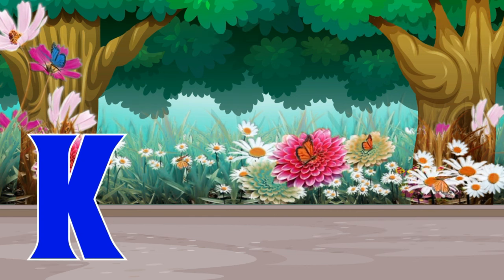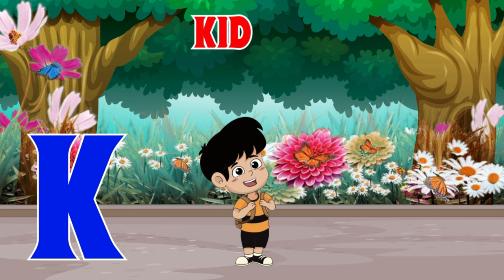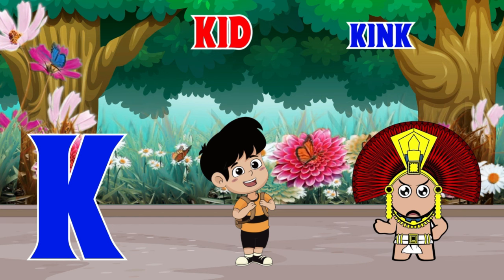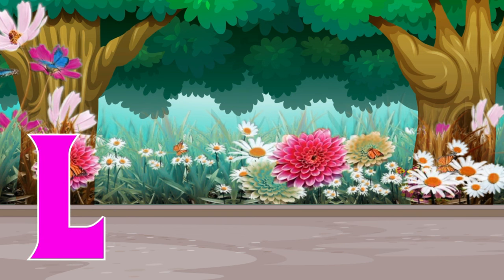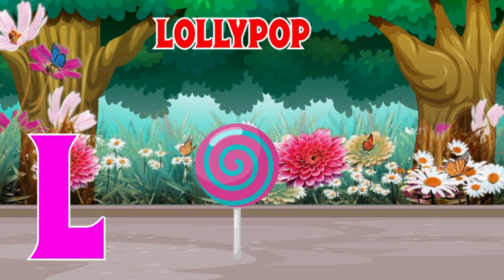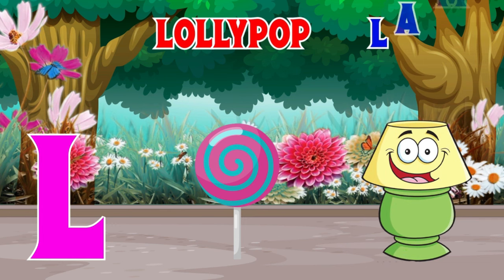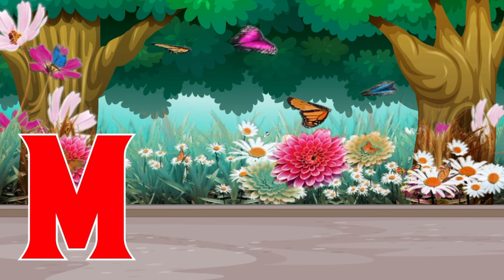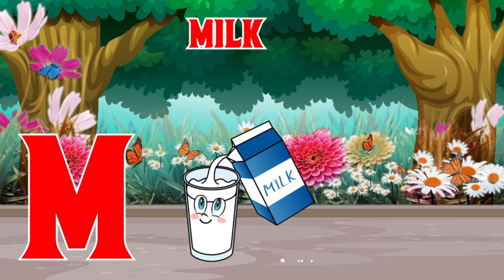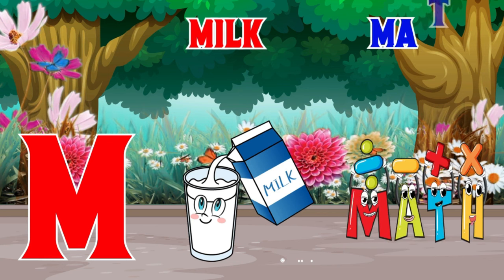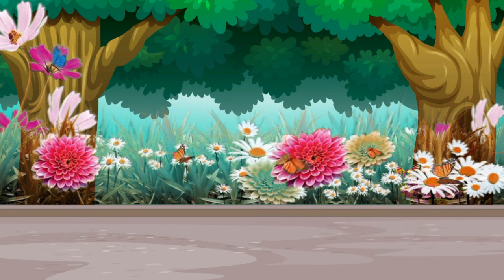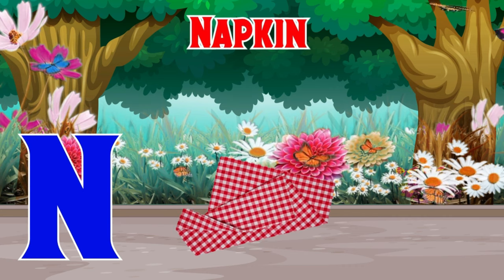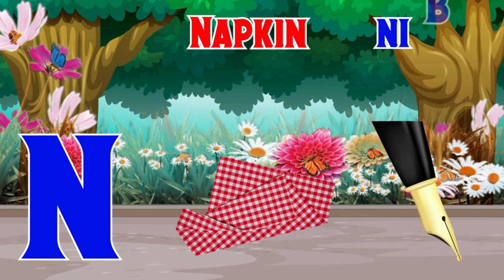K. K for kit. K for king. L for lollipop. L for lamp. M. M for milk. M for math. N for napkin. N for nib.